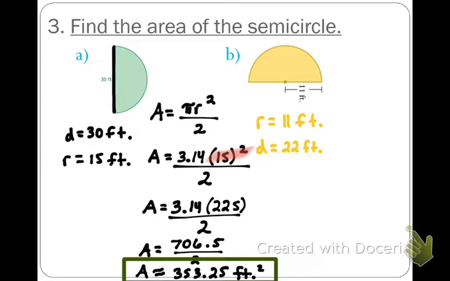Okay, let's start with our formula. Jacoby, what's the formula for finding the area of a semicircle? The area, it would be A equals pi times r squared, divided by 2. Excellent. I want you and your partner to do this together. Jonathan, help me out. What should I do first?